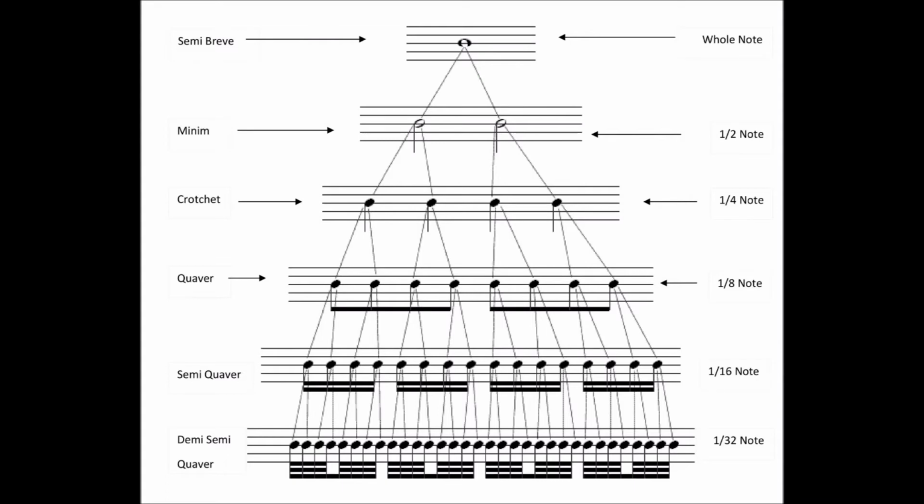To play demi-semiquavers, you've got to split the semiquavers in half. Semiquavers were here, 1 meander, 2 meander, 1 meander, 2 meander. Demi-semiquavers would be here. That's it. Easy peasy.